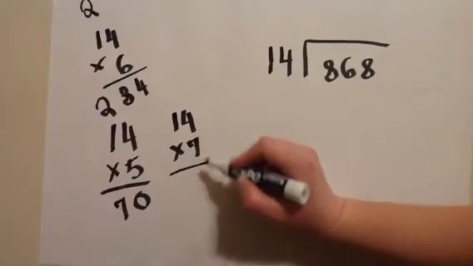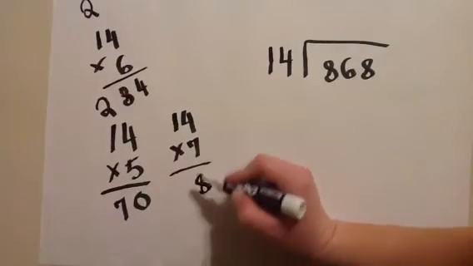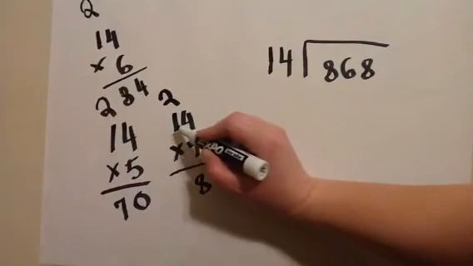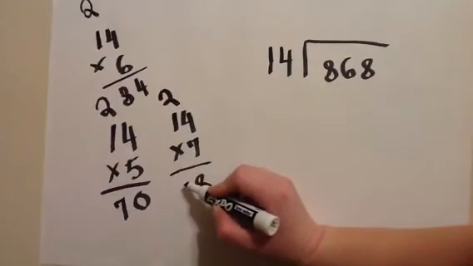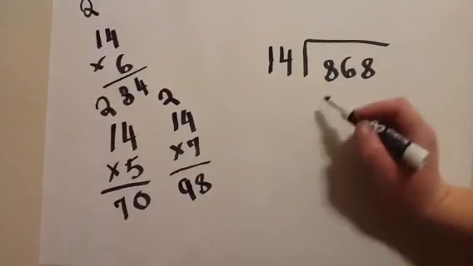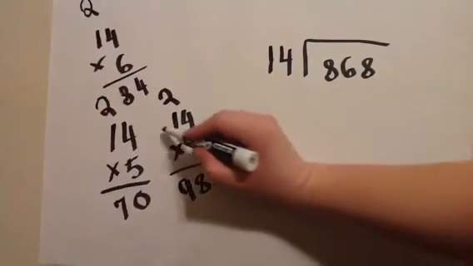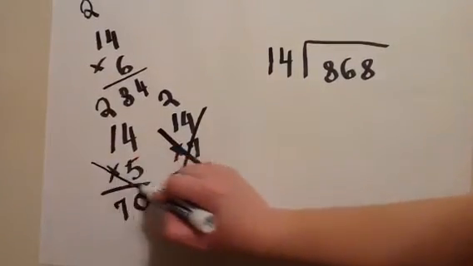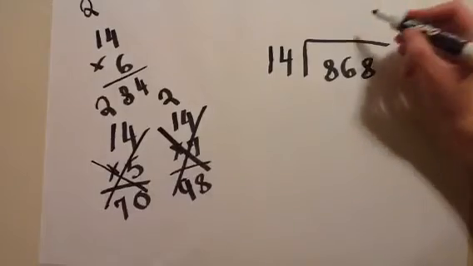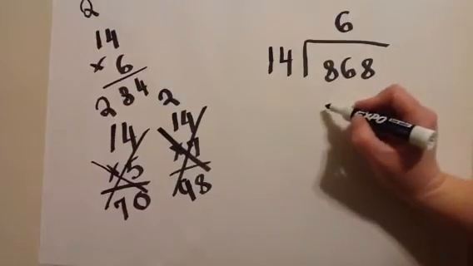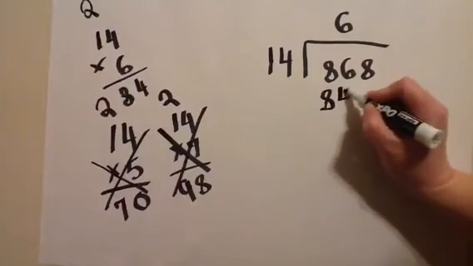7 times 4 is going to give us 28. We're going to carry our 2. And 7 times 1 is 7, plus 2 is going to give us 9, which is going to give us 98, which is way more than 86. So we're going to go with 14 times 6. So I'm going to put my 6 here and my 84 here.